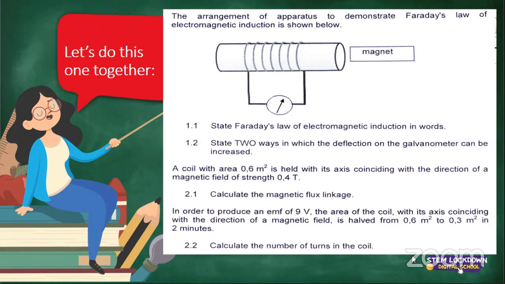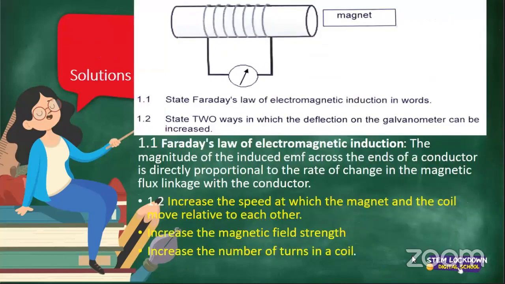So the first thing, let's just straight away go to this. State Faraday's law of electromagnetic induction in words. So it says the magnitude of the induced EMF across the ends of the conductor is directly proportional to the rate of change in magnetic flux linkage with the conductor.